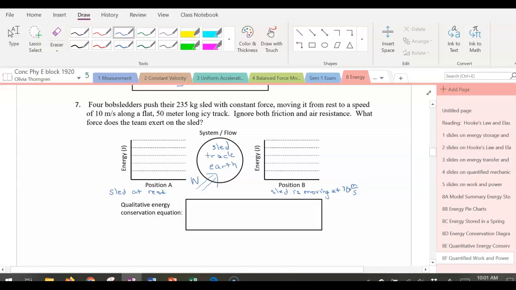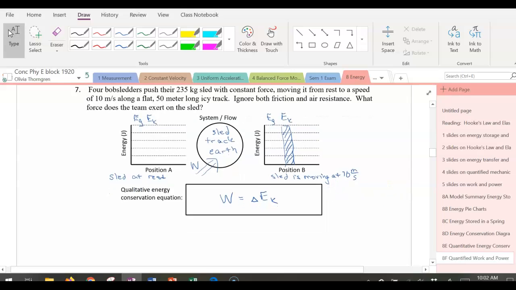Okay. So at the beginning, there is no gravitational energy because it's on a flat track. The height is not changing. There's no kinetic energy because it's at rest. At position B, there's still no gravitational energy, but now it has kinetic energy because it is moving at 10 meters per second. And so the work that was done on the sled equals the change in the sled's kinetic energy. Okay. It tells me that we can ignore both friction and air resistance, so I didn't put any dissipated energy at position B.